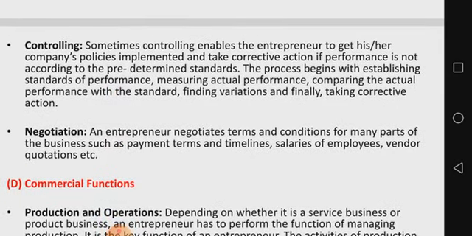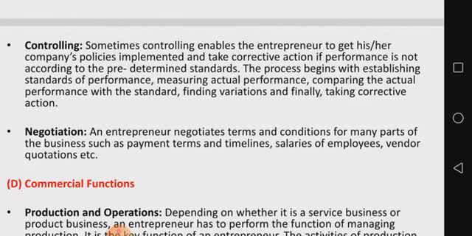Controlling. Controlling enables the entrepreneur to get the company's policies implemented and take corrective action if performance is not according to the predetermined standards. The process begins with establishing standards of performance, measuring actual performance, comparing the actual performance with the standard, finding variations, and finally taking corrective actions.